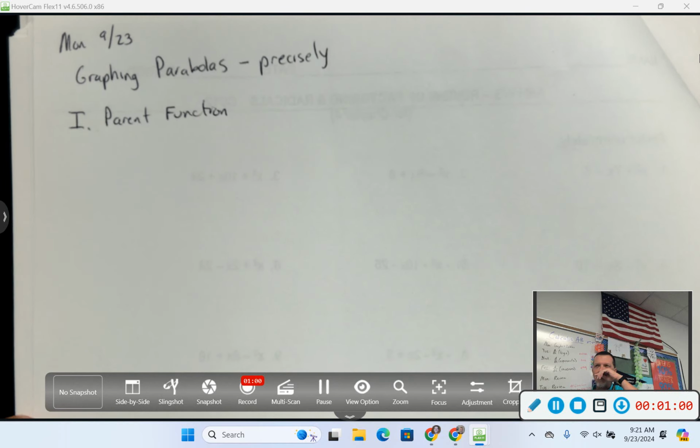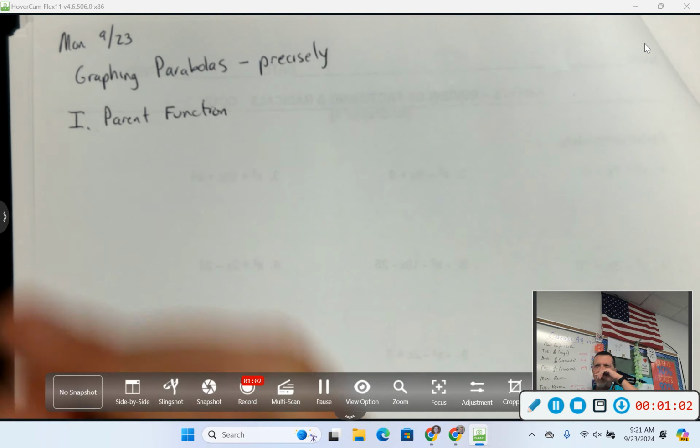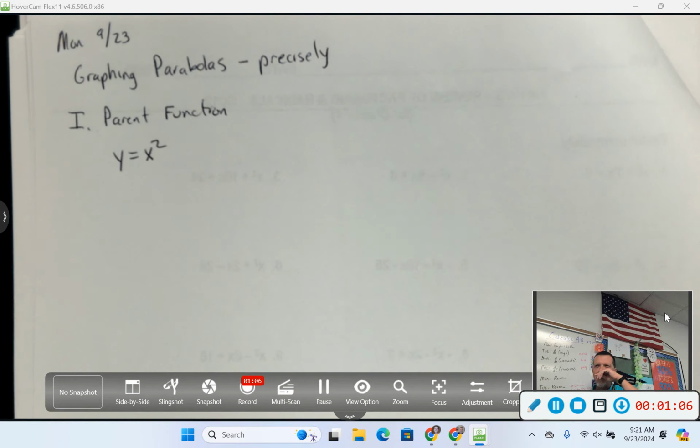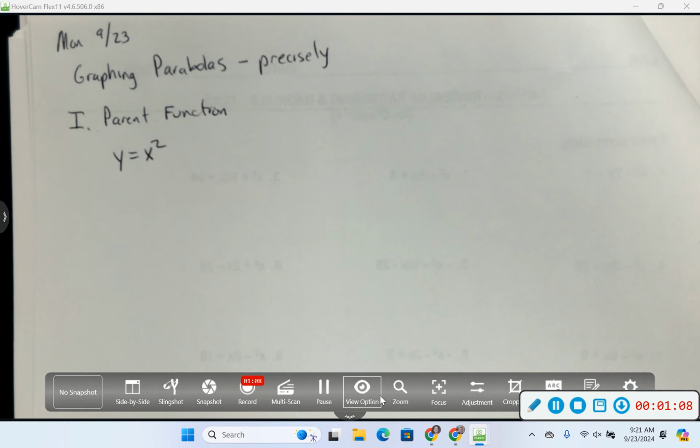Frozen face while itching my nose. So the parent function, obviously you know that's y equals x squared. I'm going to just take it off. We'll try one more time with the picture-in-picture thing.